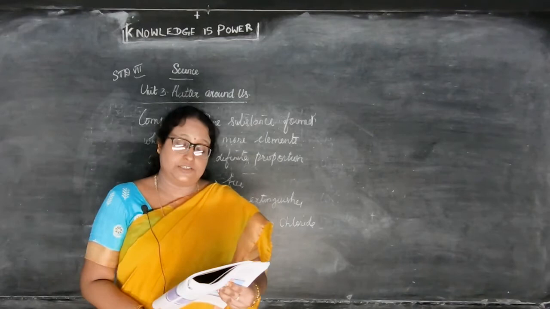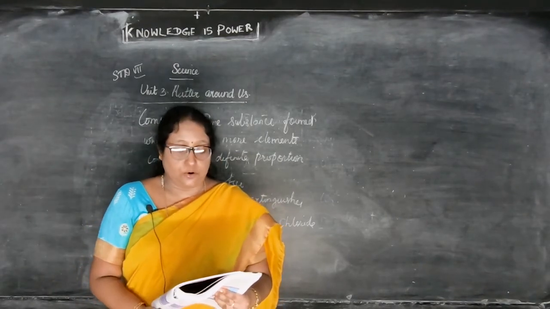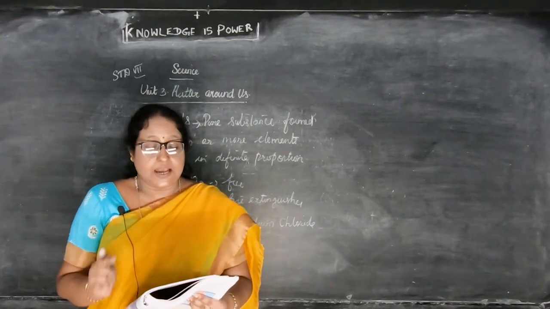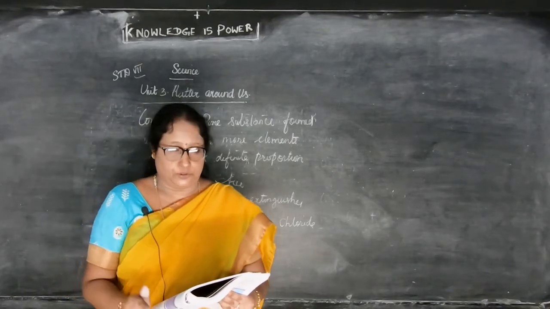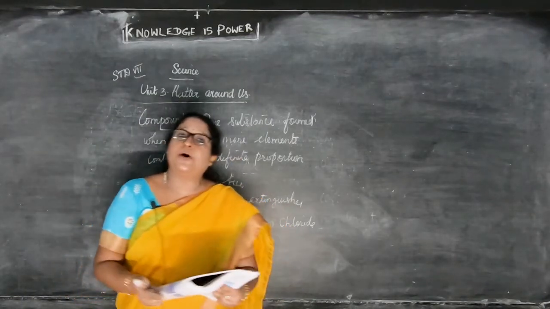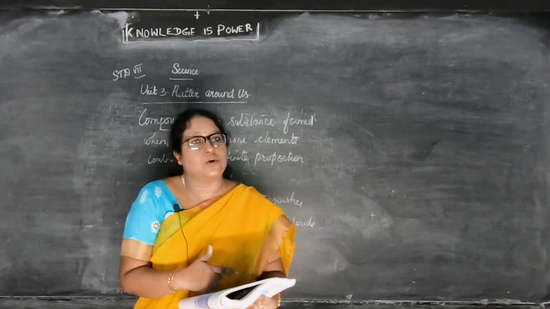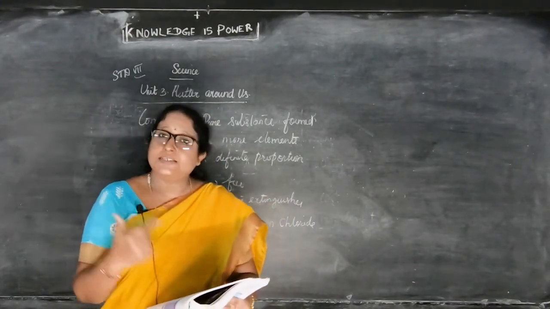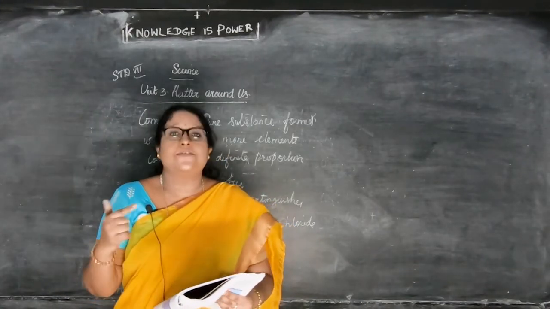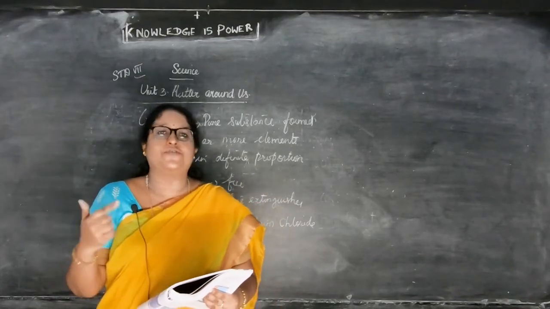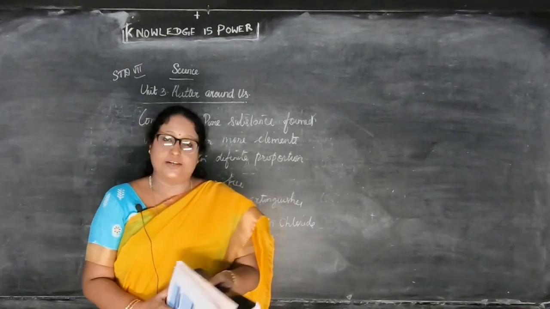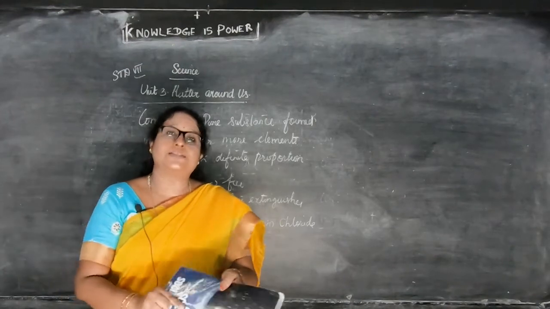So what are the properties, children? A compound is formed only when the constituent elements combine in a fixed proportion. The properties of a compound are different from the properties of the constituent elements. And these compounds cannot be broken down physically because they are made up of different elements. So do you understand now, children, what the properties of compounds are?